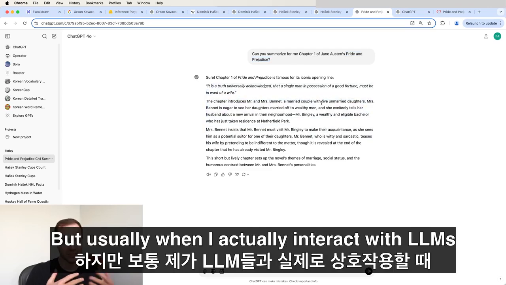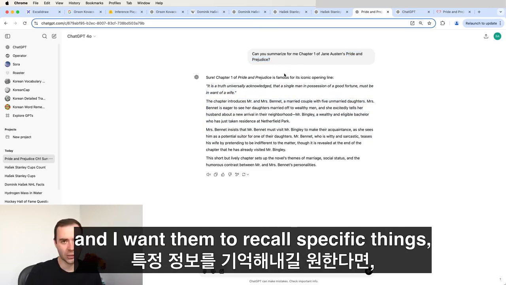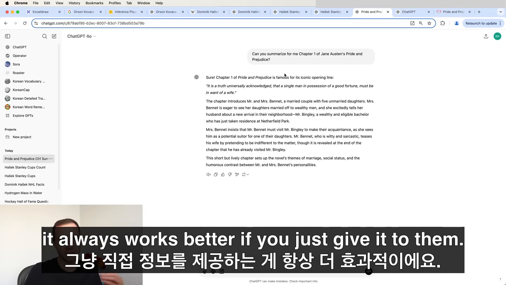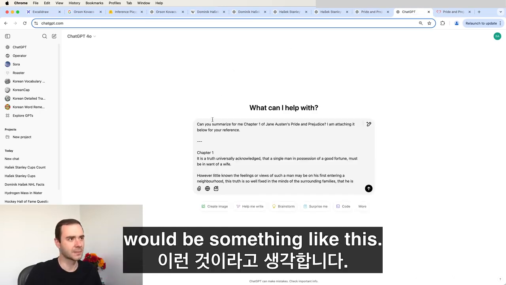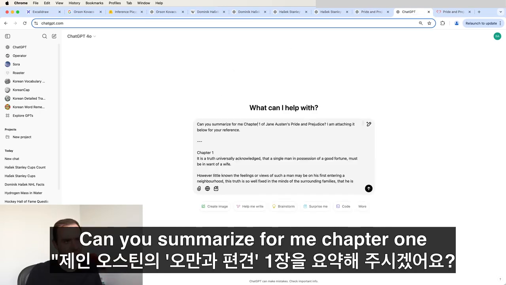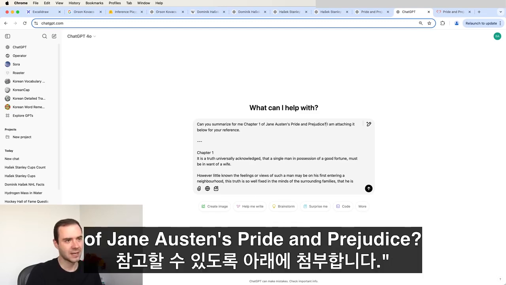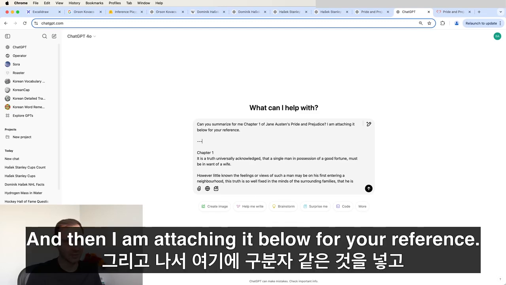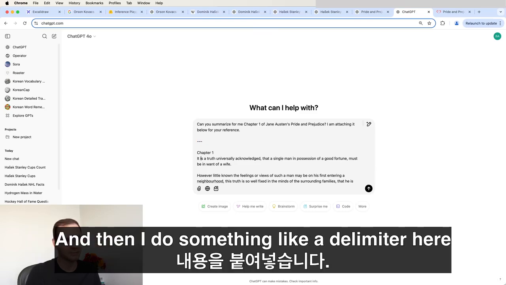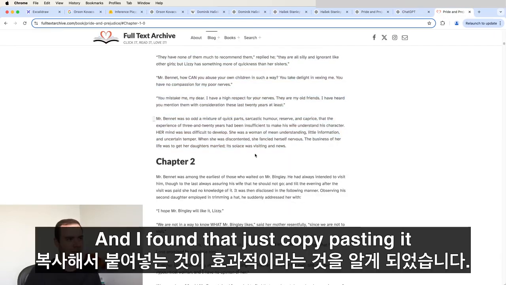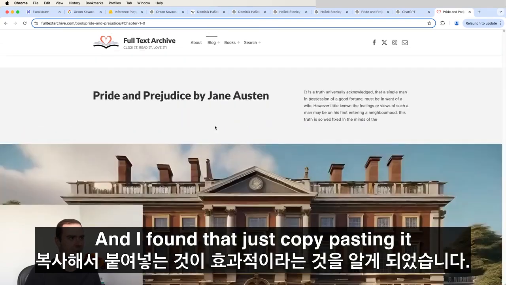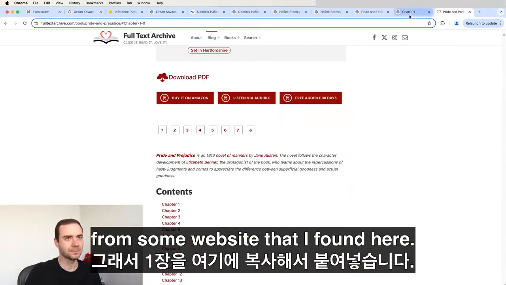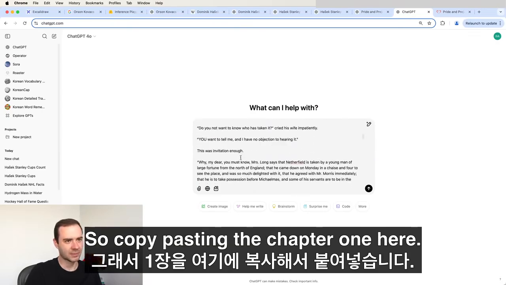But usually when I interact with LLMs and I want them to recall specific things, it always works better if you just give it to them. So I think a much better prompt would be something like this: can you summarize for me chapter 1 of Jane Austen's Pride and Prejudice? And then I am attaching it below for your reference. Then I use a delimiter and paste it in. I found it by just copy pasting it from some website. So I'm copy pasting chapter 1 here.